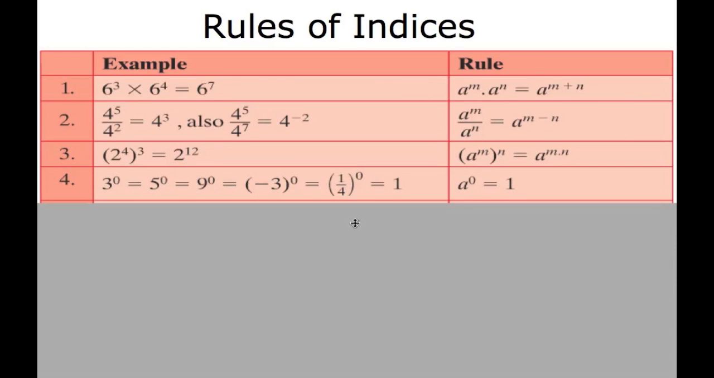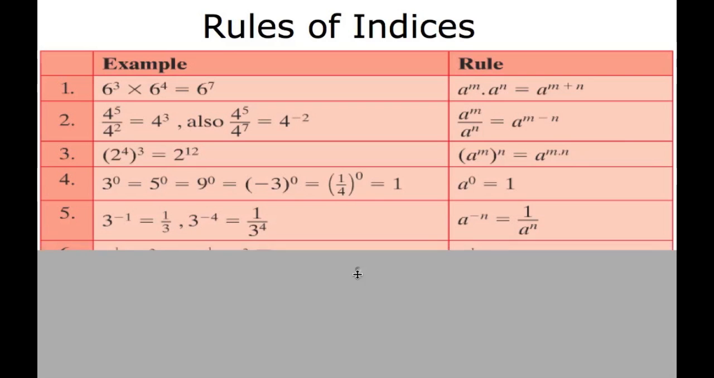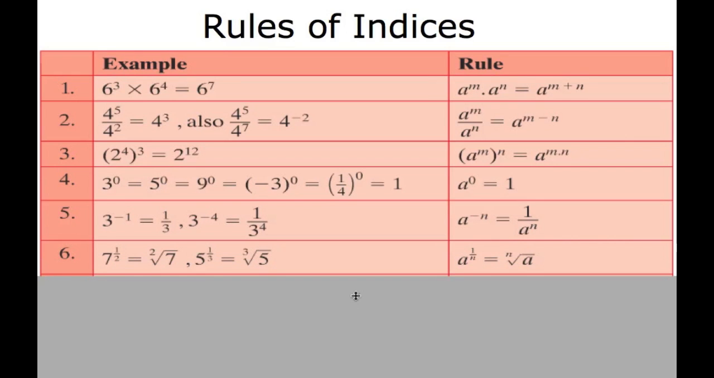Anything to the power of 0 is 1, and this is worth remembering. Something to the power of minus 1 can be rewritten as 1 over that, written as a positive power. So 3 to the minus 1 is equal to 1 over 3. When we deal with fractional powers, we're talking about roots, so 7 to the power of a half is the square root.